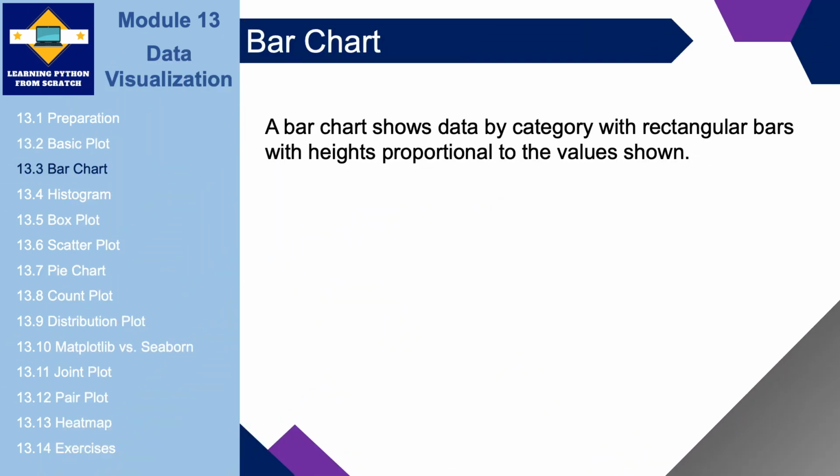See, now we can see that actually Google seems to perform the best and Netflix seems to perform the worst. A bar chart shows data by category with rectangular bars with height proportional to the values shown.